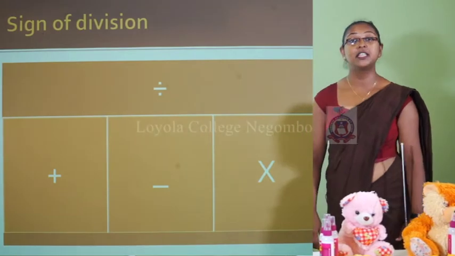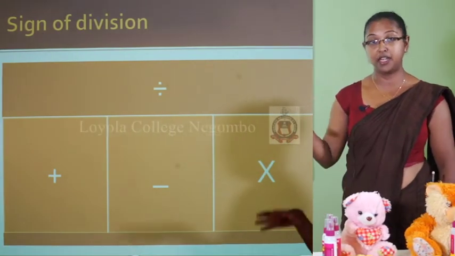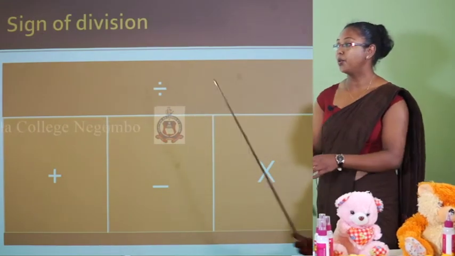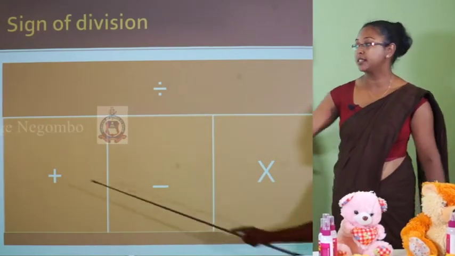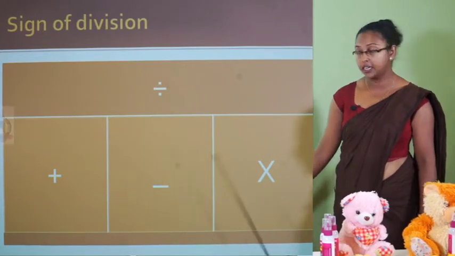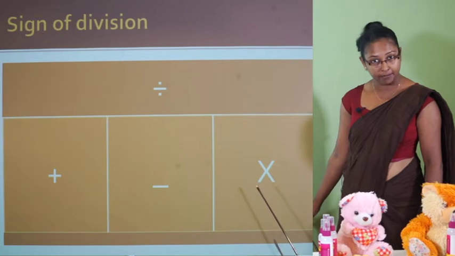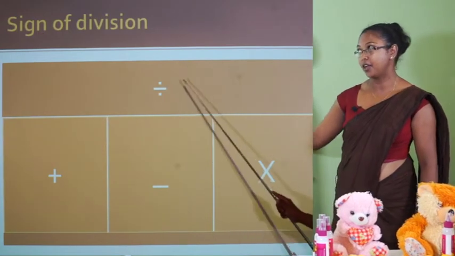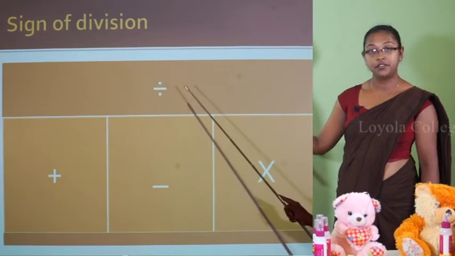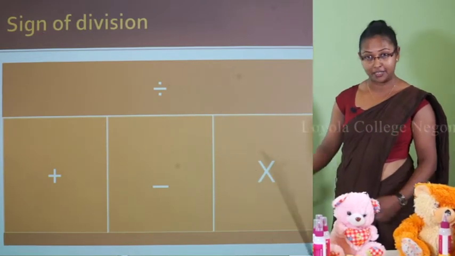So we have a sign for division, for sharing equally. You already know these 3 signs. This is the sign of adding, here's the sign of subtracting, here's the sign of multiplying. Look at this sign very carefully. The new sign that you learned today is the sign of division.